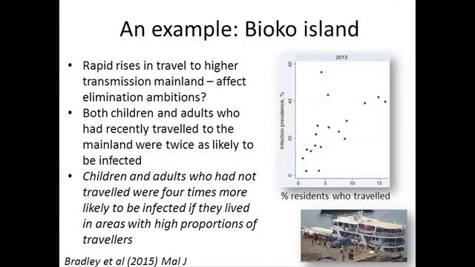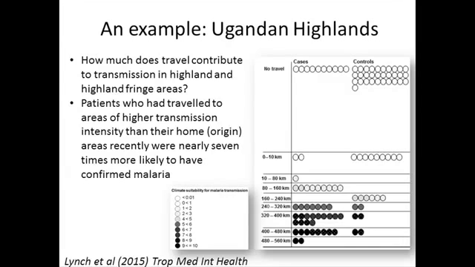But perhaps the really interesting result that came out was even those who didn't travel at all, these children and adults, were 4 times likely to be infected if they lived in areas that had a higher proportion of travellers. So those travellers going to the mainland, becoming infected and bringing back infections are sustaining transmission even in those populations that don't travel.